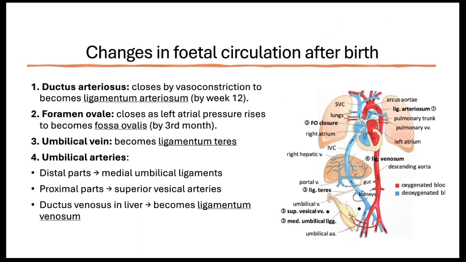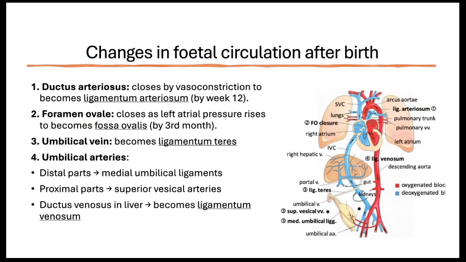So like I said, all of these structures which we spoke about are not going to be present after birth anymore. So there are a few changes which occur. The first one being the ductus arteriosus. It gets closed and then it results in the formation of a structure called the ligamentum arteriosum. The foramen ovale also closes because the pressure in the left atrium rises, and it forms a structure called the fossa ovalis. The umbilical vein becomes the ligamentum teres, and the umbilical arteries, the bottom parts of them, become the medial umbilical ligaments, which you know from anatomy.